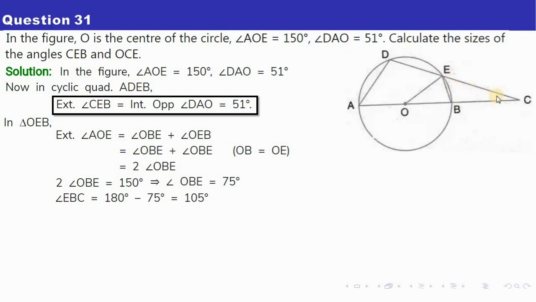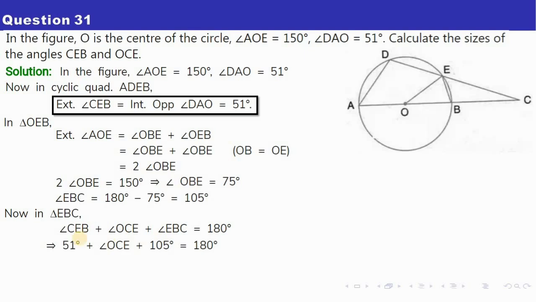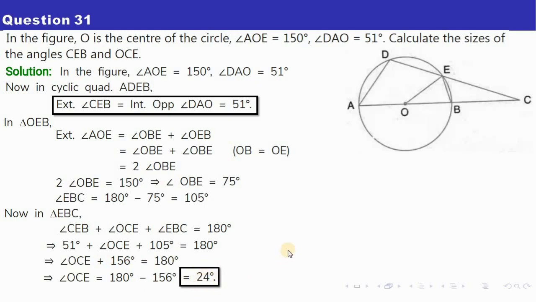So at last we need to calculate this one. OCE means we need to calculate this. Now in triangle EBC, the sum of the interior angles will be 180 degrees, right? We already know CEB, which is 51 degrees. We don't know OCE, but we know EBC, so let us put in the value of EBC. Then the value of OCE turns out to be 24 degrees. So pause the video to note it down.